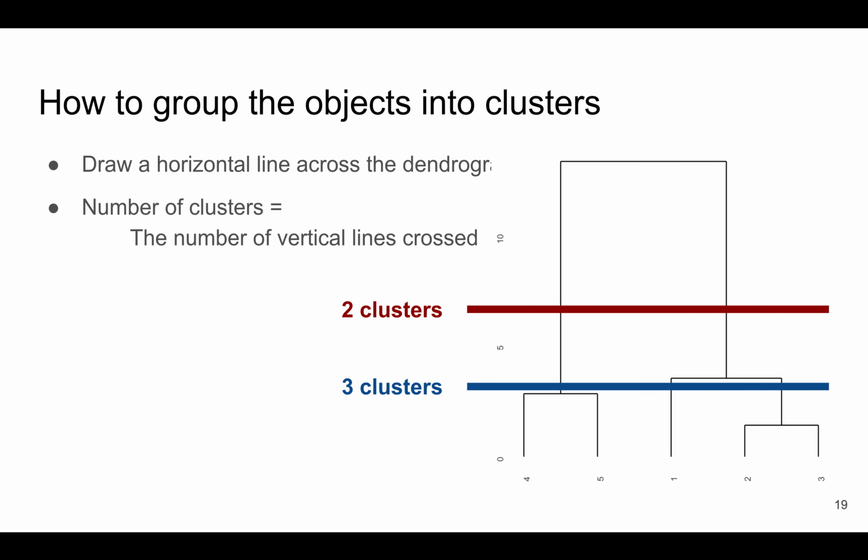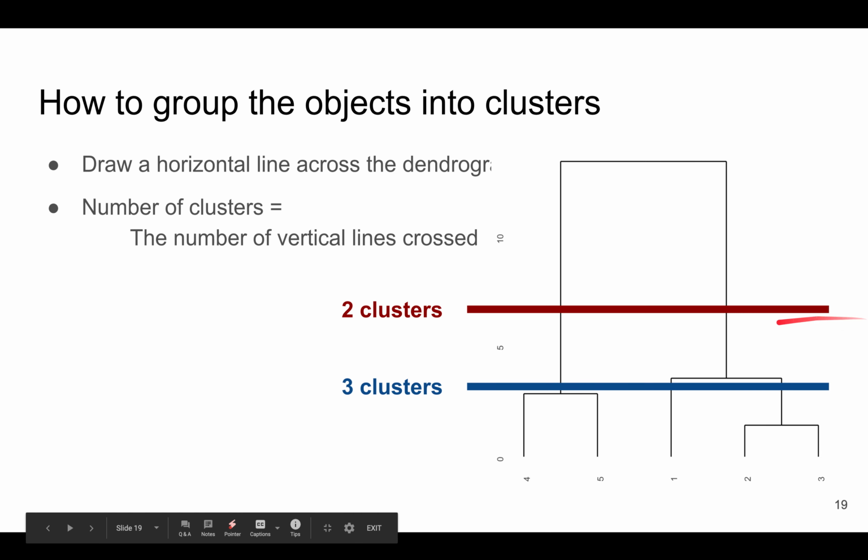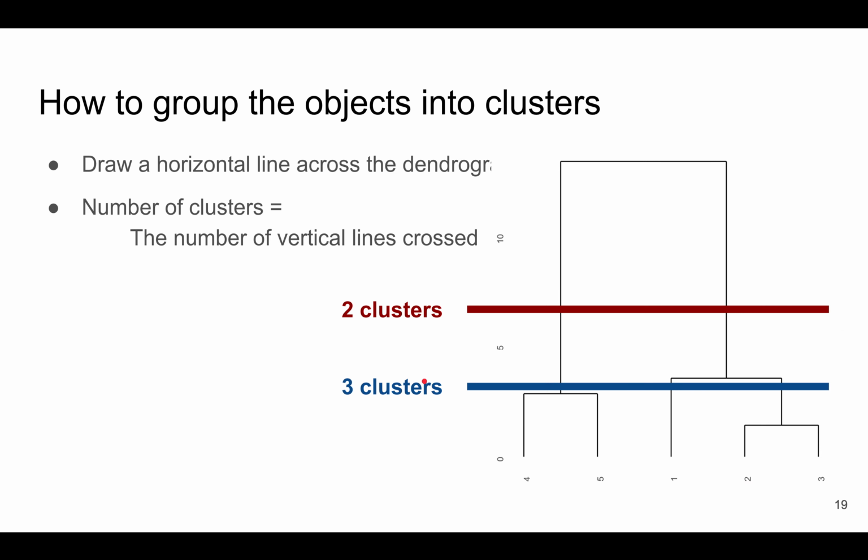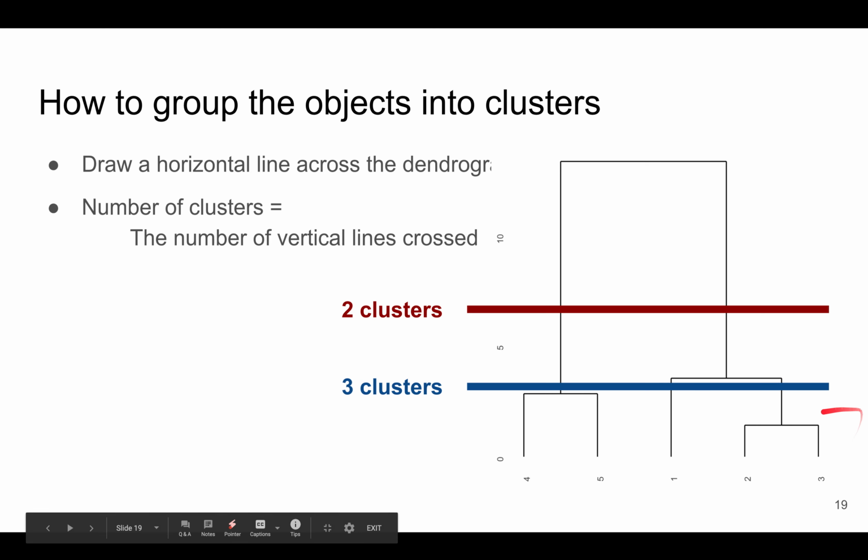When you want to group the objects into clusters, what you can do is draw a horizontal line across the dendrogram. The number of vertical lines that you cross is equal to the number of clusters. For example, the red line crosses 2 vertical lines, so you get 2 clusters, 4, 5, and 1, 2, 3. On the other hand, the blue horizontal line crosses 3 vertical lines, so you get 3 clusters, 4, 5, 1, and 2, 3.